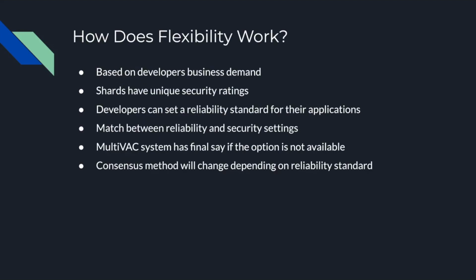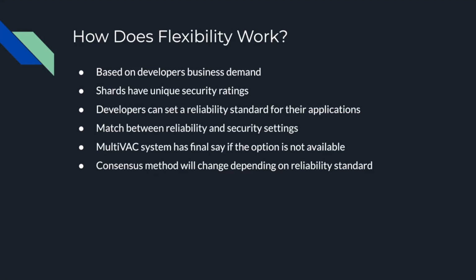MultiVAC has a flexibility system that is unique to MultiVAC and gives developers the choice for which pillar of the blockchain trilemma is most important for their needs. Instead of providing a unified solution, MultiVAC gives developers the freedom to choose. Based on business demands, developers can choose between speed and reliability by setting a reliability standard.